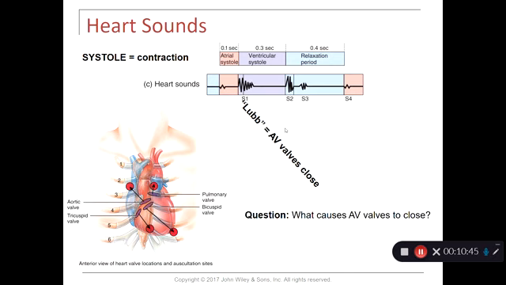The dub noise is when the semilunar valves close. That's the blood rushing back, trying to get back into the ventricles that have been forced out into the body or towards the lungs, but they're not being allowed because those semilunar valves are catching that liquid and making certain they don't come back in. And they're going to the places that they need to go.